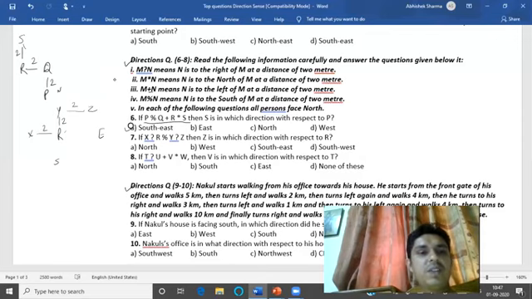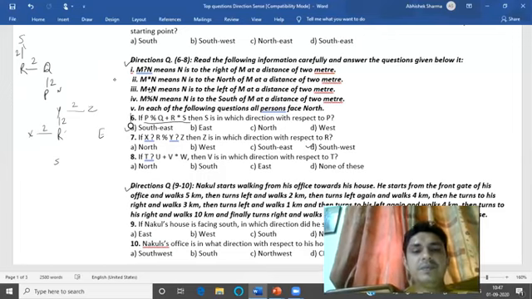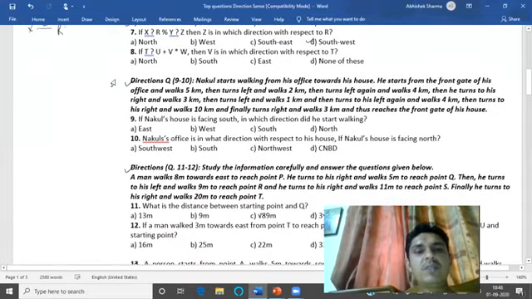Z is in which direction with respect to R? So the answer will be southwest. The answer will be southwest, so the answer will be D. Right? Okay, so this was the second set. I am leaving the third question; you can try it at home. Okay, I'm coming to the next question.